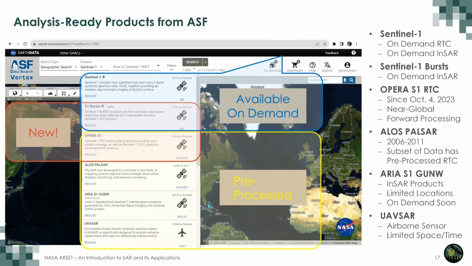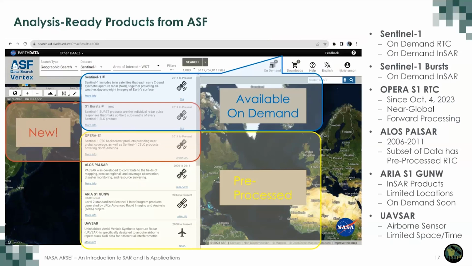The ARIA project is another project at JPL that provides Sentinel-1 GUNW products, which are geocoded unwrapped interferograms. These are over specific areas of interest, but they tend to be geologically interesting places. So if you're looking at volcanoes or earthquakes, you can check out the ARIA S1 GUNW archive. There are more than 1 million products in there, and they cover these areas that are geologically interesting. So there may already be an interferogram that's been generated for your area of interest.